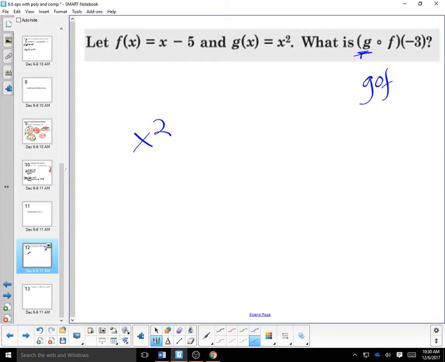The first function they want me to use in g of f is g. That's why it's first in line.